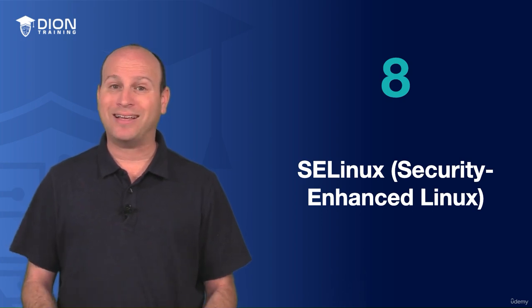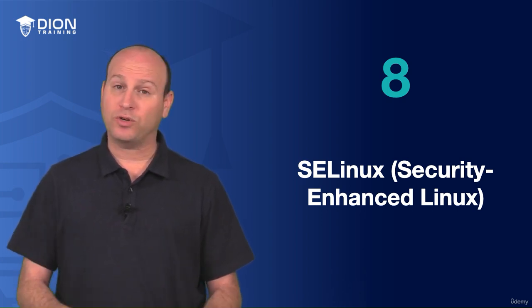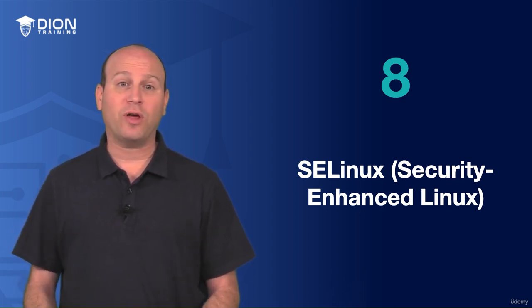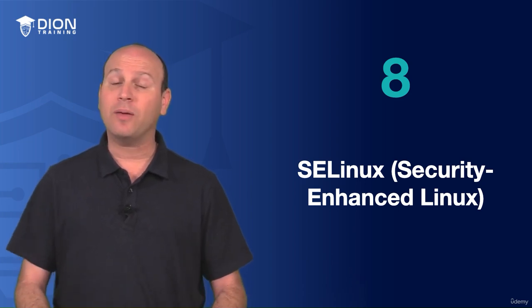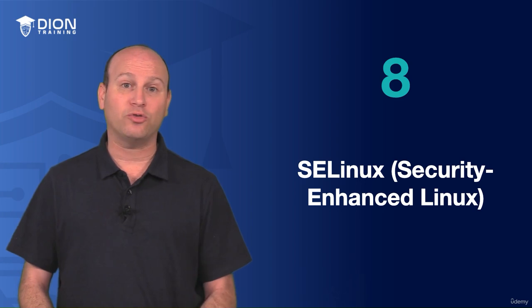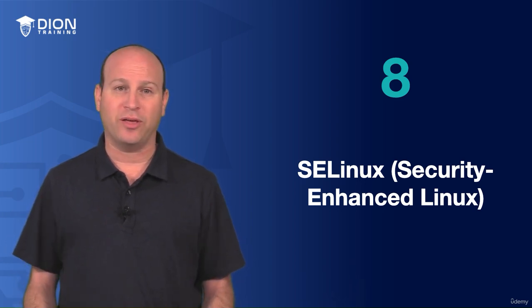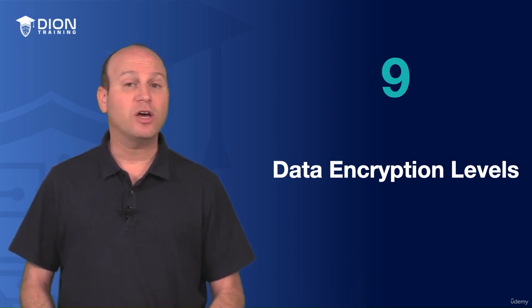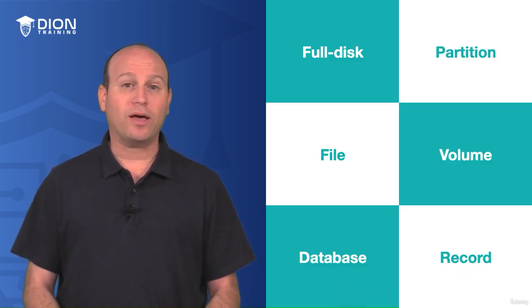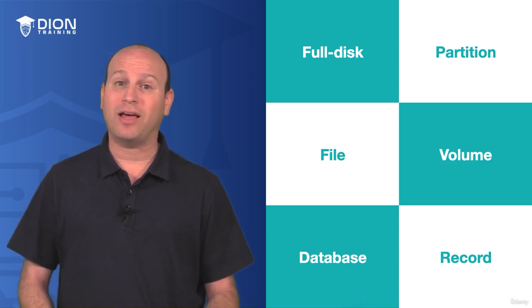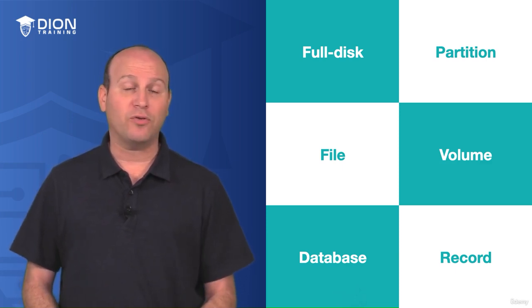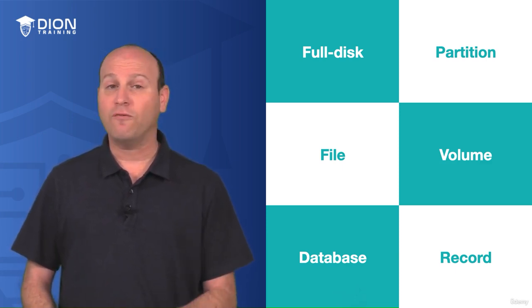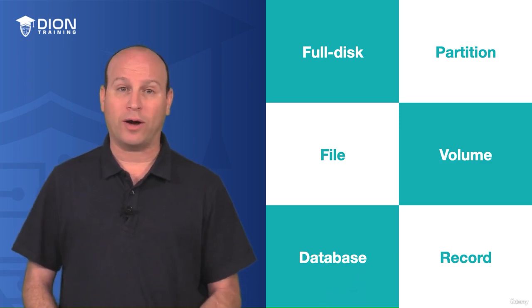Next, we're going to cover SE Linux. Now, SE Linux, or Security Enhanced Linux, is a security framework for Linux-based operating systems that implements mandatory access controls to confine and limit the actions of processes and users to enhance a system's overall security. Then, we'll take a look at data encryption levels. Data encryption is the process of converting data into a secret code to prevent unauthorized access. When it comes to data encryption, data can be encrypted at different levels, including the full disk level, partition level, file level, volume level, database level, or record level.